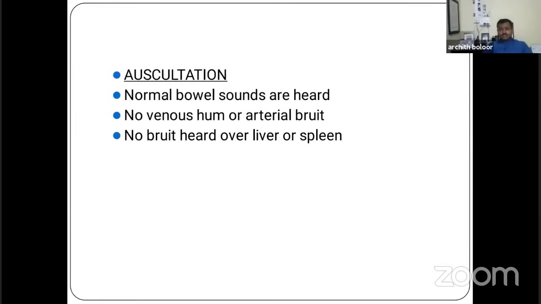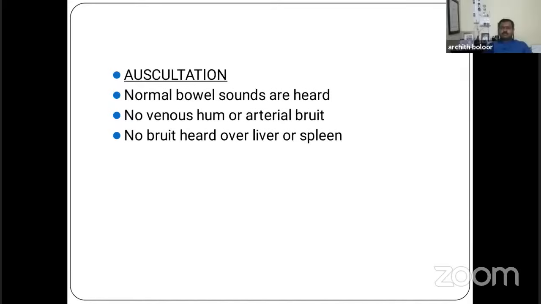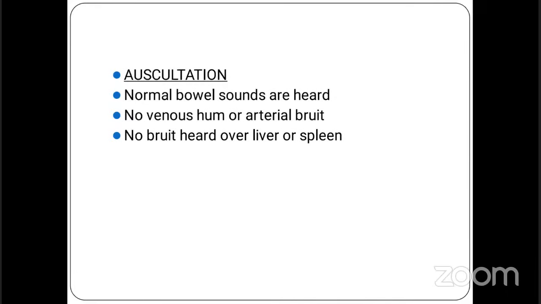In IVC obstruction, the upper part will be away and the lower part will be towards the umbilicus. Because if the IVC is obstructed, all the blood has to reach the heart through the SVC only, so the blood has to go from below upwards.